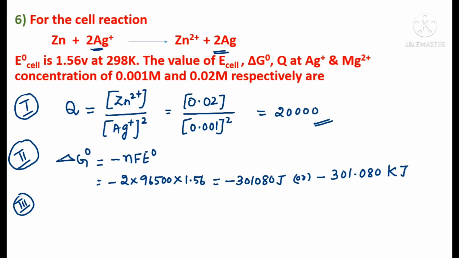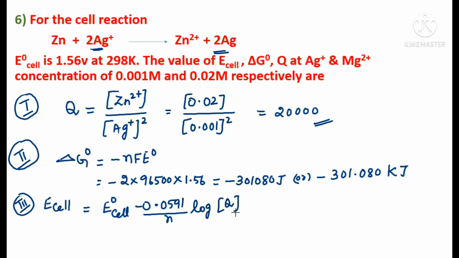That is E cell. How to calculate E cell? For this we can make use of the Nernst equation. What is the Nernst equation? E cell is equal to E naught cell minus 0.0591 divided by n log of concentration of the product divided by concentration of the reactant.